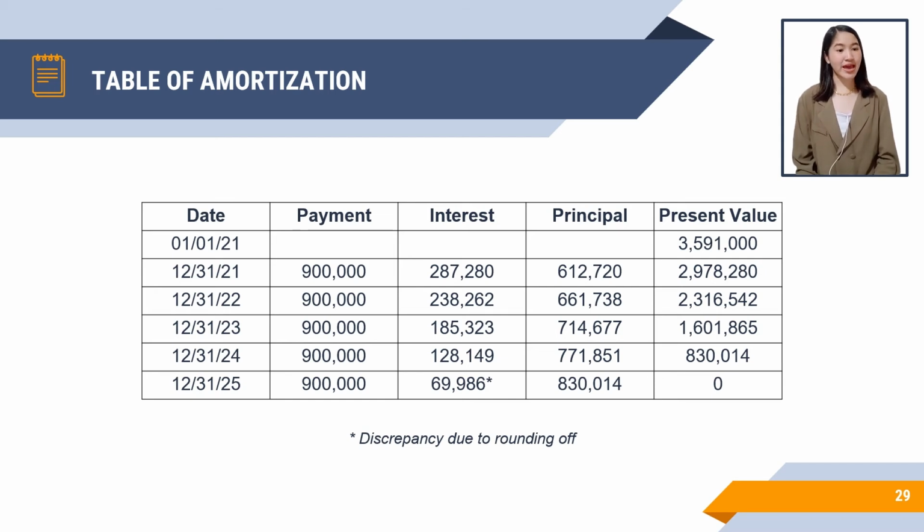And then, to get the present value of the lease liability at the end of the year ng 2021, ipabawas lang natin yung principal na 612,720 sa present value ng beginning of the year, which is 3,591,000. Then we arrive at 2,978,280 pesos. Then, hanggang sa mga susunod na end of the year until 2025, hanggang sa matapos yung lease term, ganun lang lagi gagawin natin. Until, ayun nga, mag-zero na. Kasi nabayaran na yung lease liability.